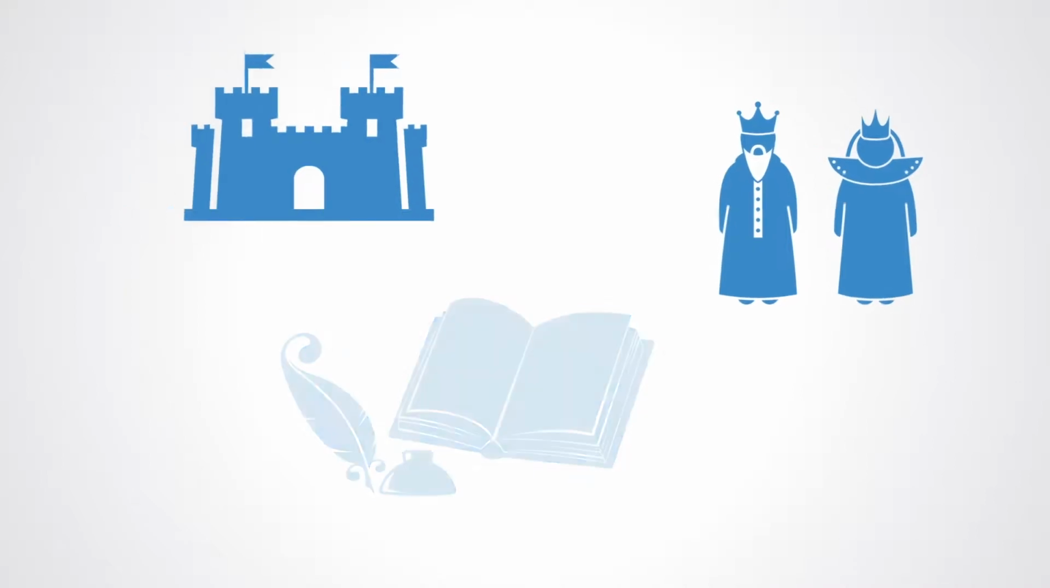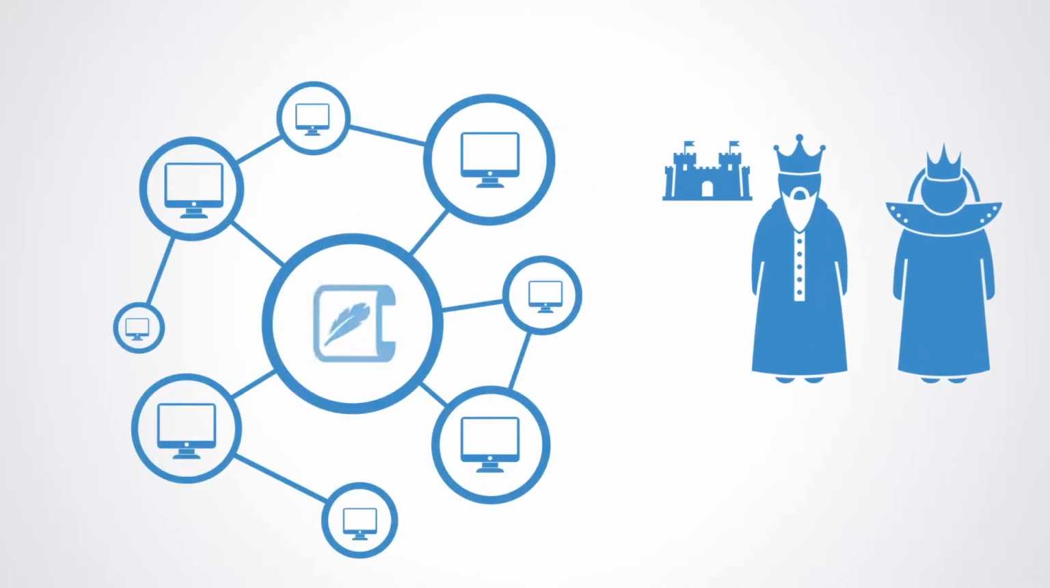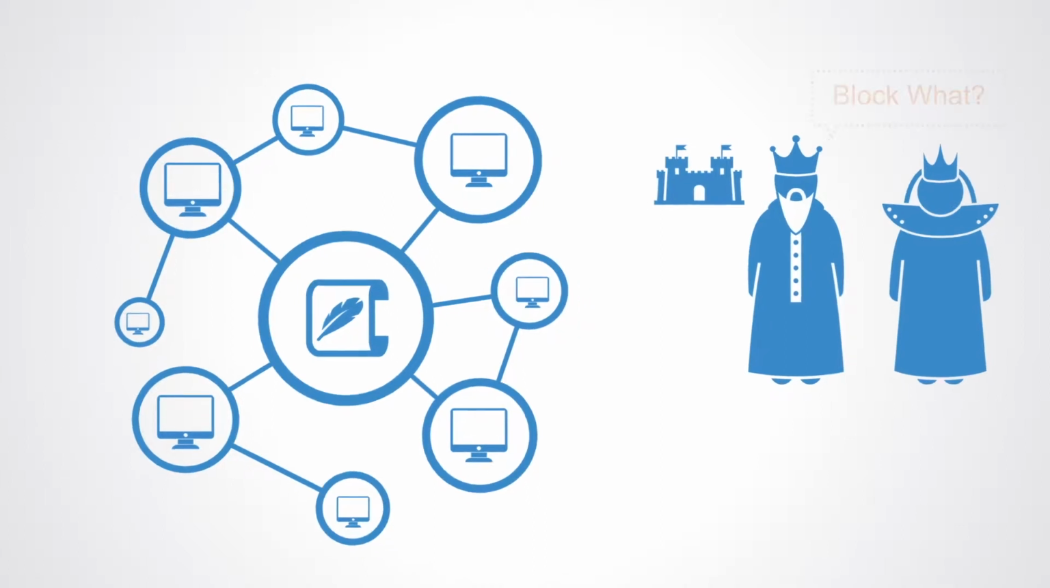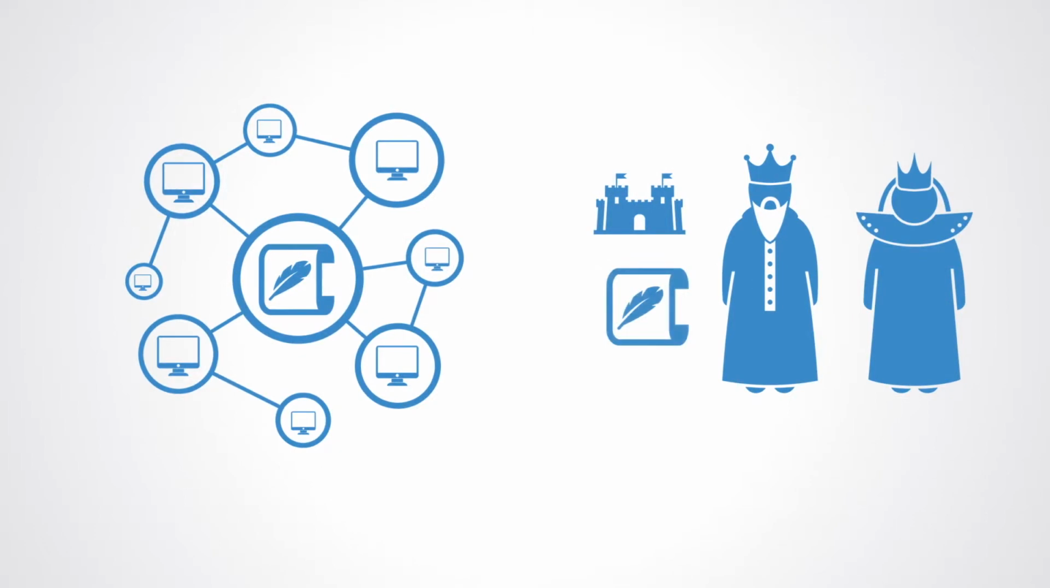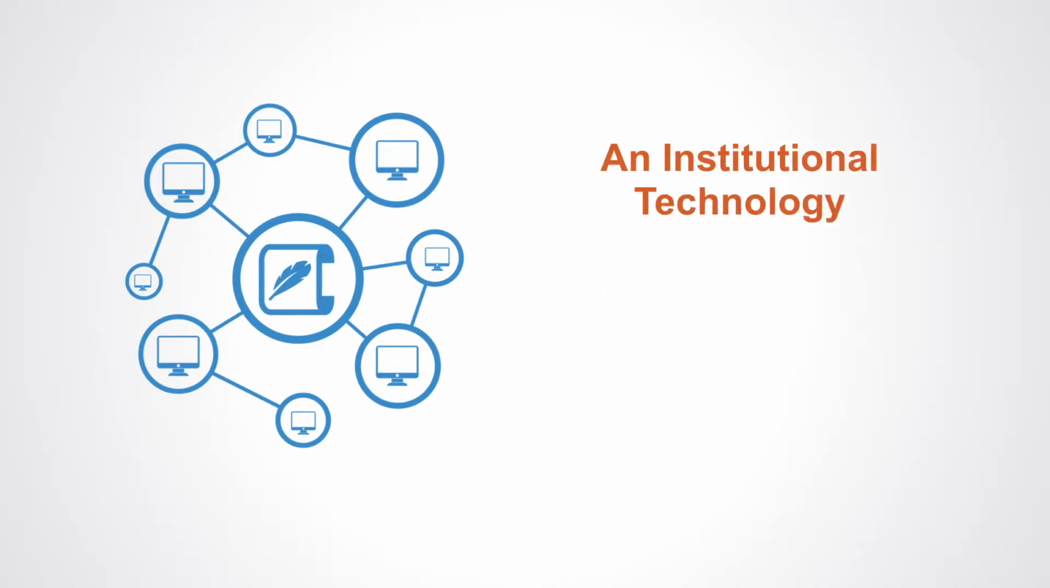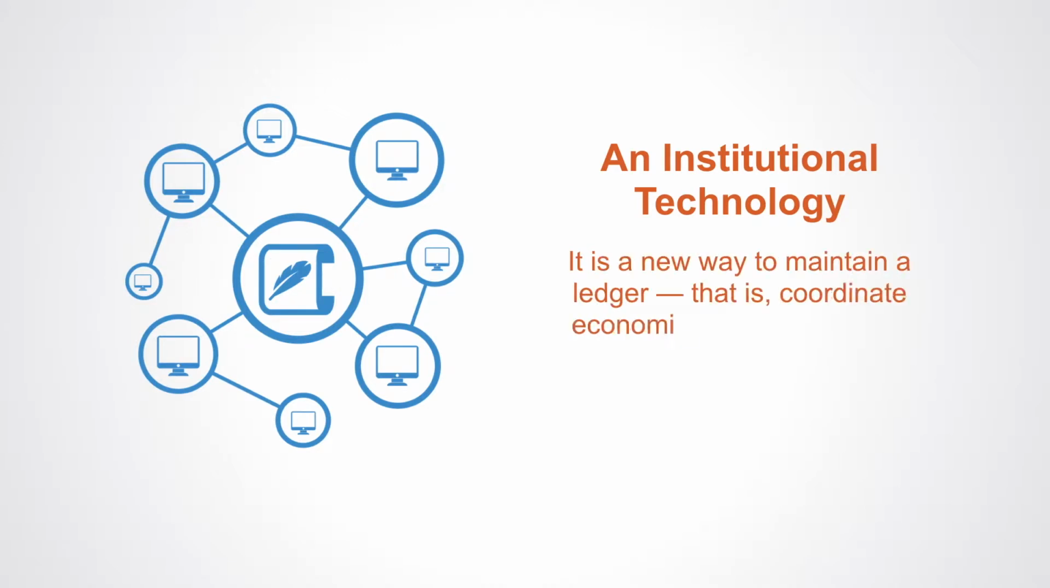However, today, through the advances in information technology, specifically the combination of distributed computing and cryptography, blockchain technology now provides the infrastructure for a network of computers to collaborate towards maintaining a shared, tamper-proof and trusted ledger. Thus, the blockchain provides an alternative to traditional centralized ledger systems of firms and governments. As such, it is legitimate to say that the blockchain is an institutional technology. It is a new way to maintain a ledger, that is, coordinate economic activity distinct from firms and governments.